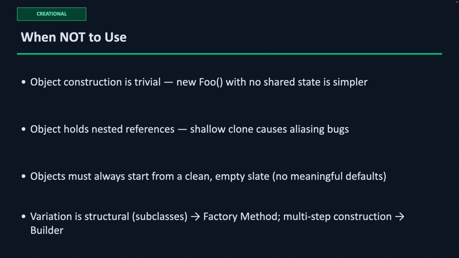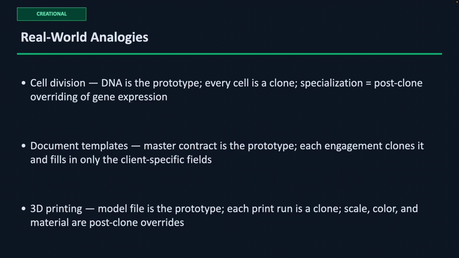We also want to think about when another creational pattern fits better. If construction varies across the structural dimension, like subclasses and configurations, we can think about the factory method or abstract factory. That might be the right tool. If construction is a multi-step process with many optional parts, then the builder is probably a cleaner pattern to use and to follow. We have three real-world analogies to help explain and make this pattern stick.